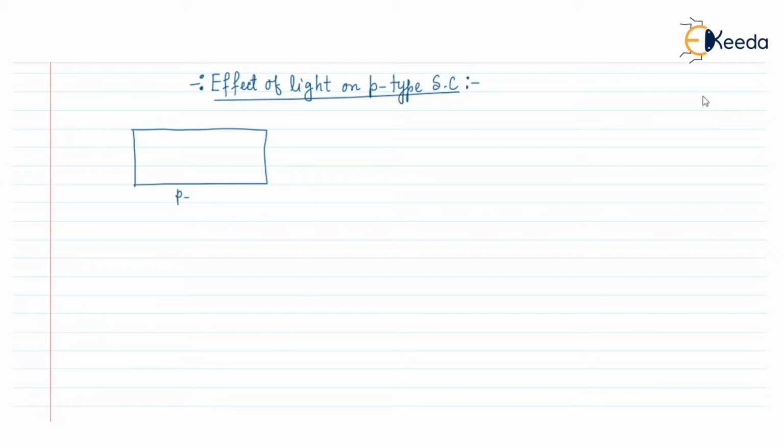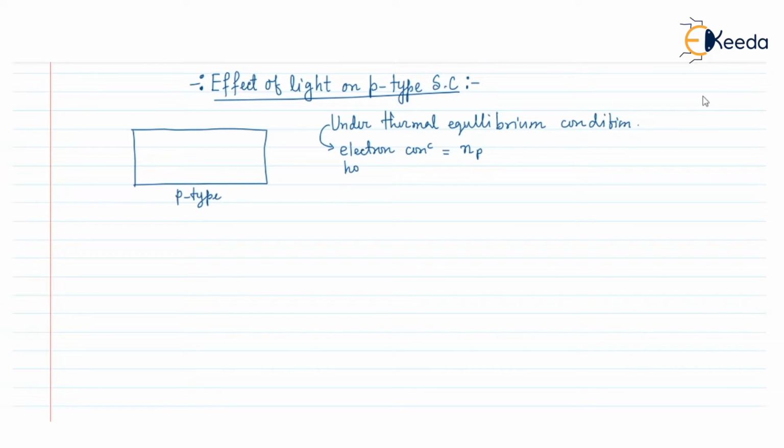In this P-type semiconductor bar, we know that it has a large amount of holes with respect to the electron concentration. So let us assume that this P-type semiconductor is under thermal equilibrium condition. Under thermal equilibrium, let us consider that the electron concentration is equal to N_P, and the hole concentration is equal to P_P.